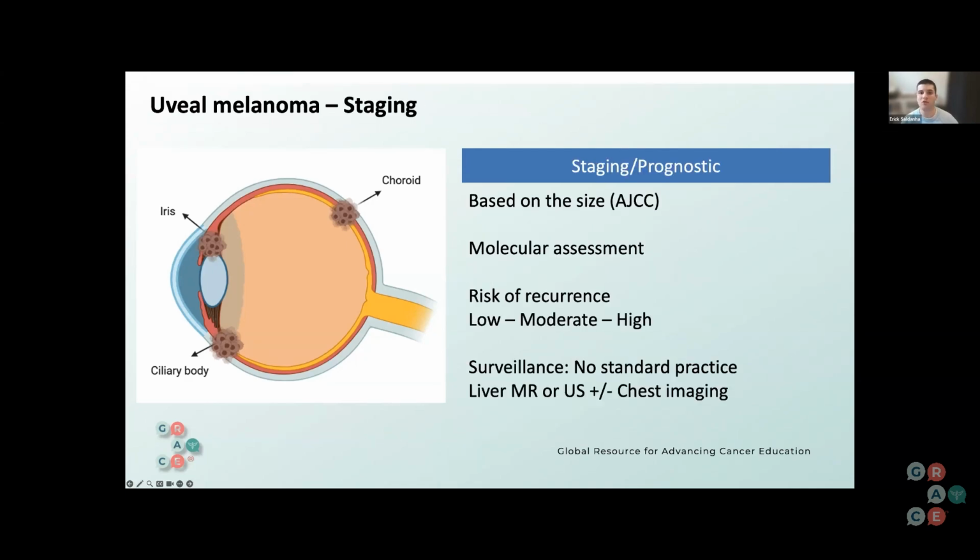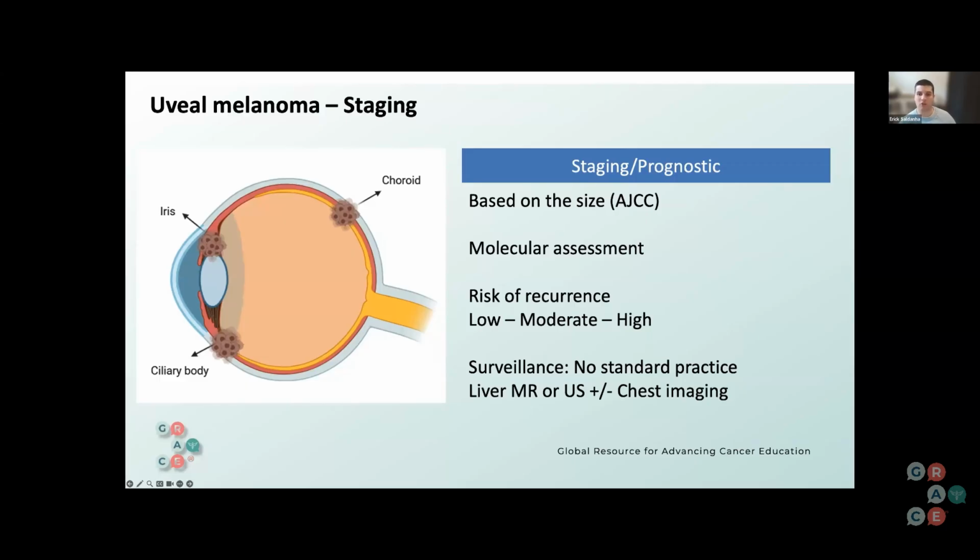And how do we do the follow-up once we diagnose this patient with uveal melanoma and we treat this patient, and how do we follow those patients? How do we prognosticate? How do you predict the risk of this cancer to recur? There are different ways to prognosticate this patient. There is not a standard practice given the rarity of this disease, but the most common way is the size of the tumor. So we measure the depth of this melanoma, and we will stratify these patients between low, moderate, or high risk of recurrence.